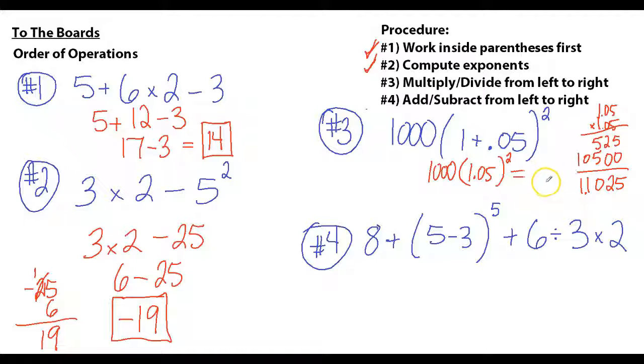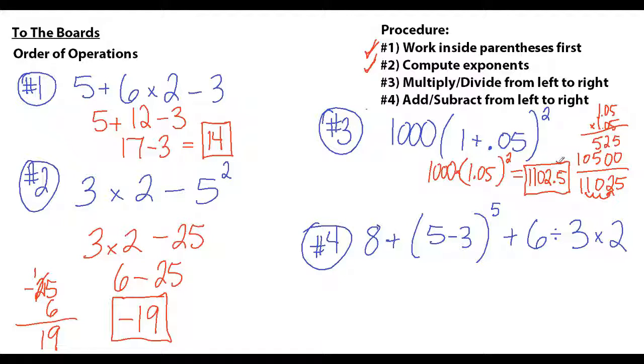I get that, and I'm going to have to times that by 1,000. So that's going to move the decimal place over 3 spots when I times it by 1,000. A number right next to a parenthesis means times. So I move it 3 places over, and my final answer is 1102.5.